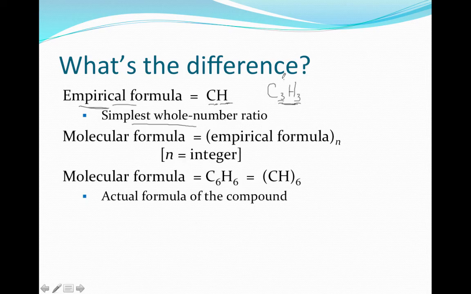Alright, just the same way we have a possibility of a compound with 3 hydrogens and 3 carbons, down here our example shows a compound with the same empirical formula, just with the number of carbons being 6 and the number of hydrogens being 6. So our molecular formula is going to tell us the actual formula of the compound, or in other words, the actual number of each element within that compound.